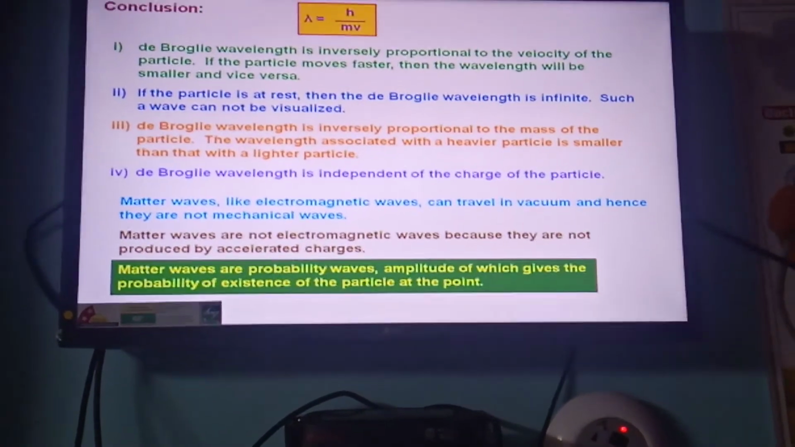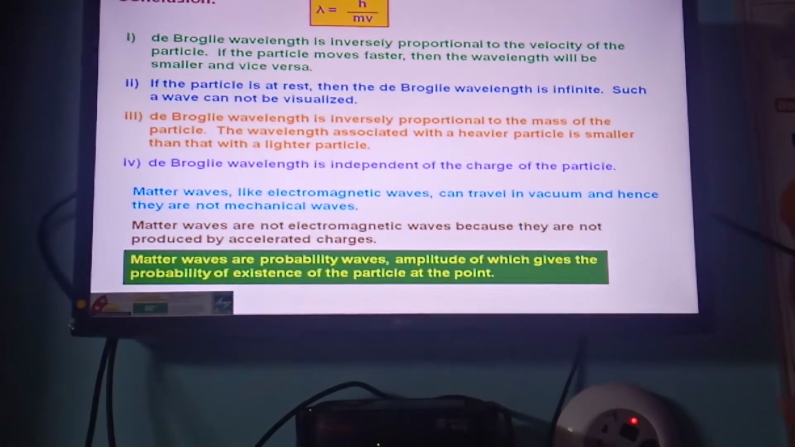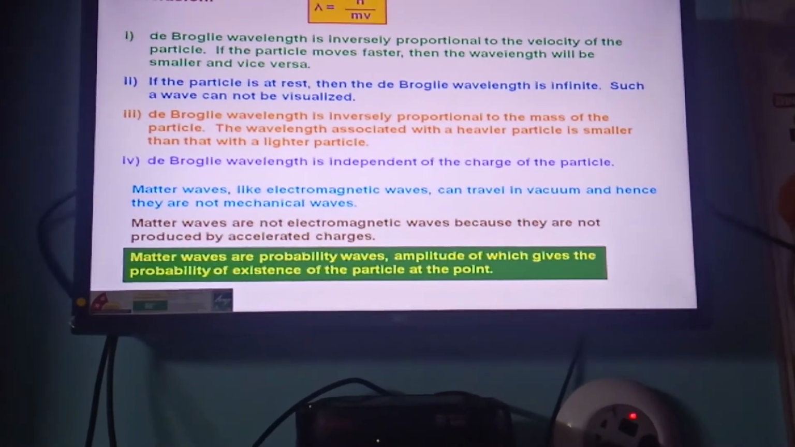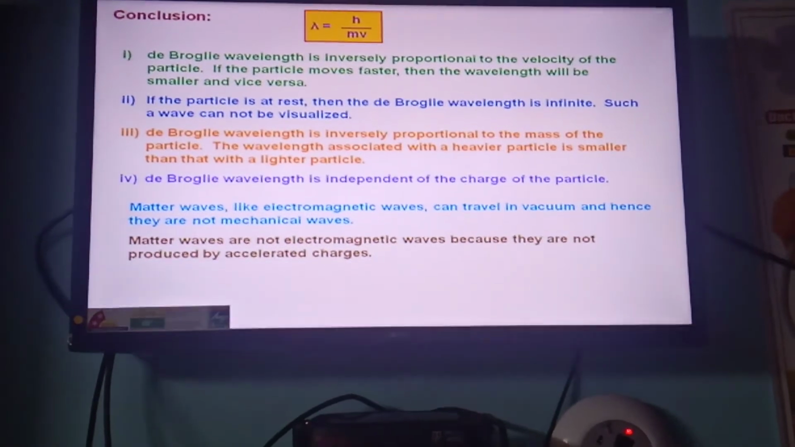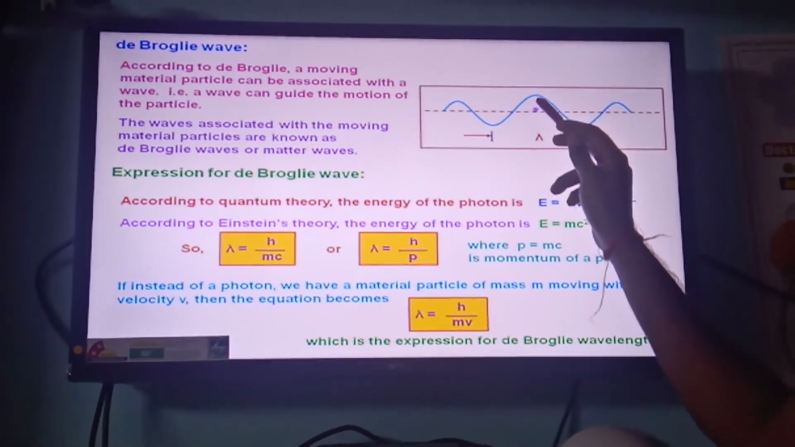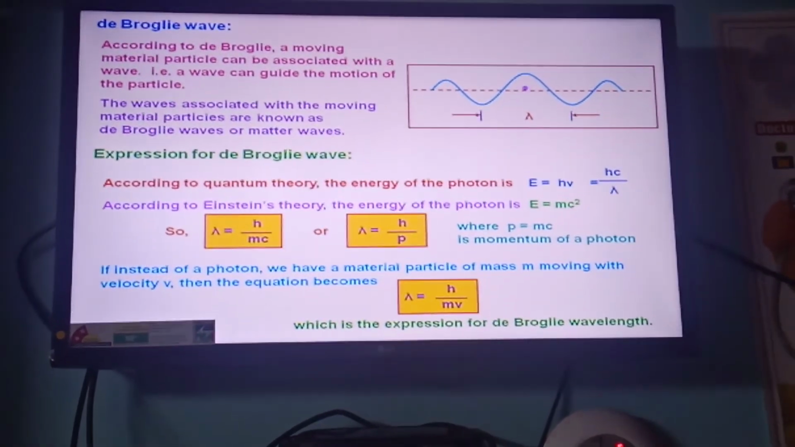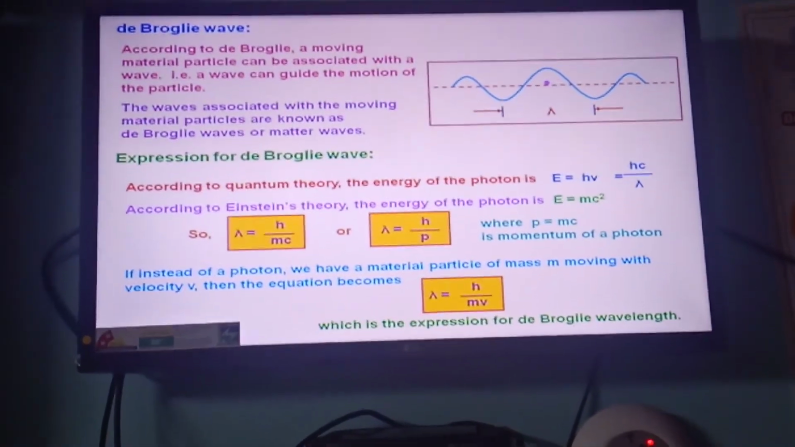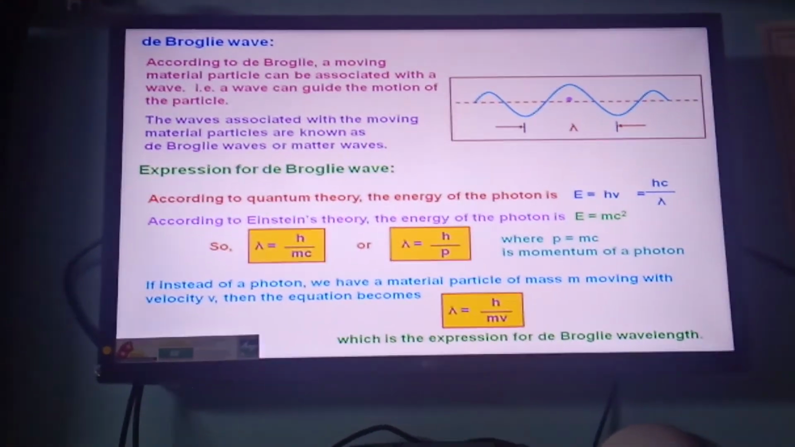Along with this, matter waves are also known as probability waves, because the amplitude of these waves gives the probability of existence of the particle at that point. As we have discussed in the diagram, this is the position of the particle and the amplitude of the wave. This gives the probability of the existence of this particle.